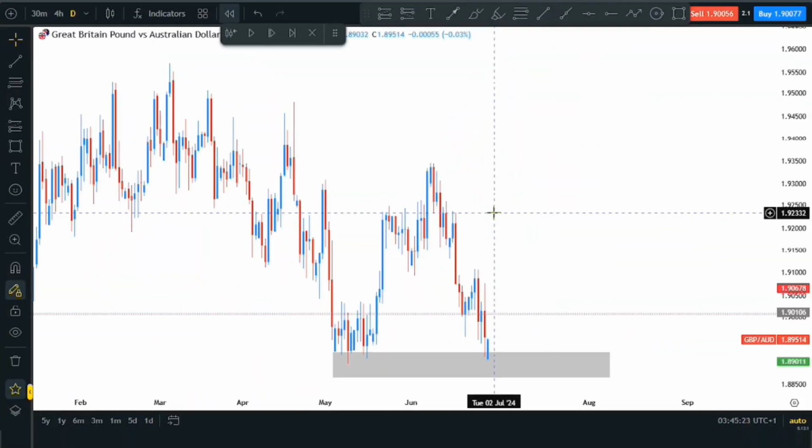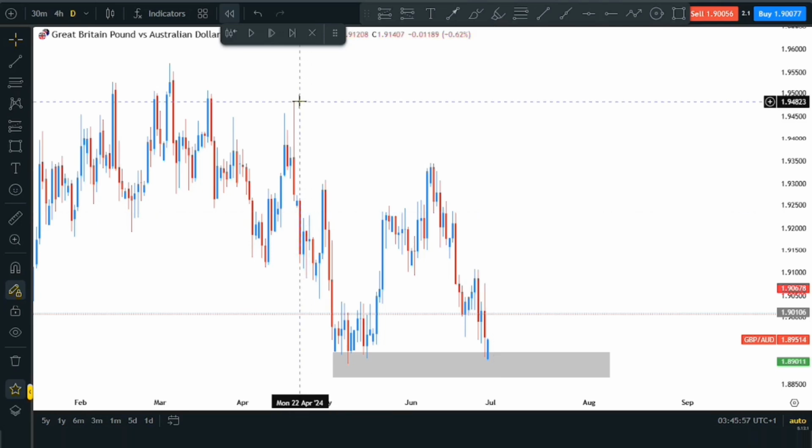Example 1. For the first example, we are going to be using the chart of Great Britain pound versus Australian dollar. So when it comes to support and resistance trading, I always use two time frames. The higher time frame is going to be the daily time frame, while the entry time frame is going to be the 4-hour time frame. I try to establish the market direction.